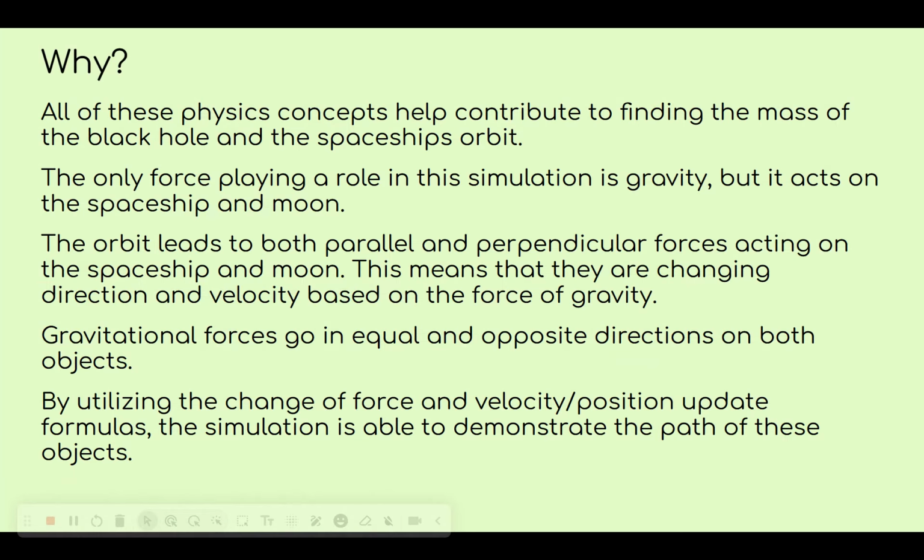The only force playing a role is gravity, but if it acts on everything, the orbit leads to both parallel and perpendicular forces, which means they are changing direction and velocity based on the force of gravity. Gravitational forces go in equal and opposite directions, and by utilizing the change of force and velocity and position update formulas, the simulation is able to demonstrate a path of these objects.